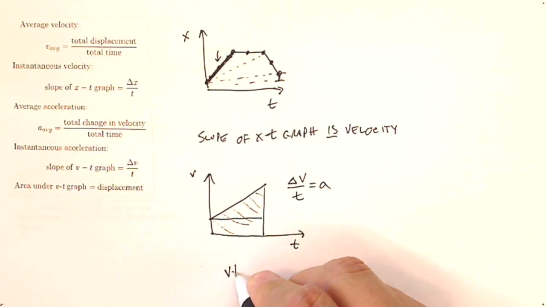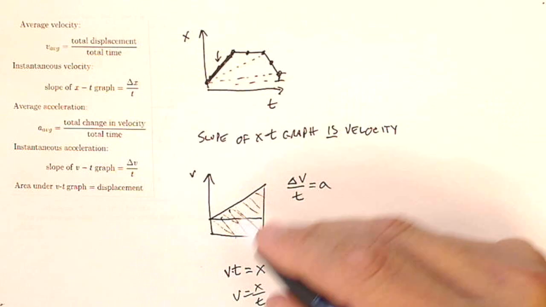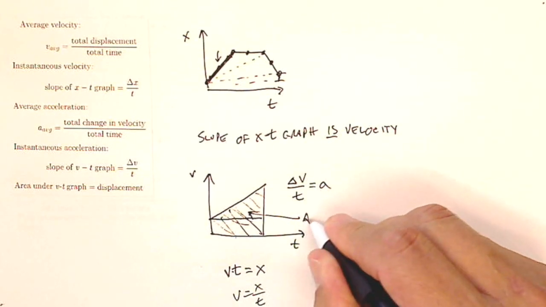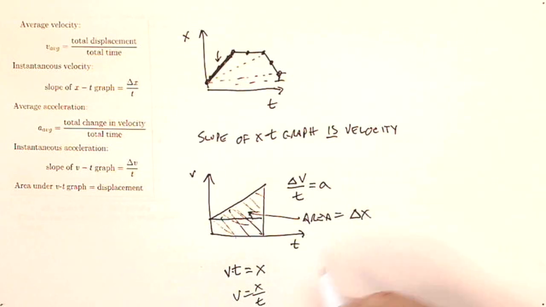And what is velocity times time? In a general sense, velocity times time will give me my displacement. Since v equals delta x over t, my average velocity is displacement over time. In this case, my displacement is going to be my velocity times time. So the area under a velocity-time graph is always going to be my change in position. So the area is going to equal my change in position, which is good to know.